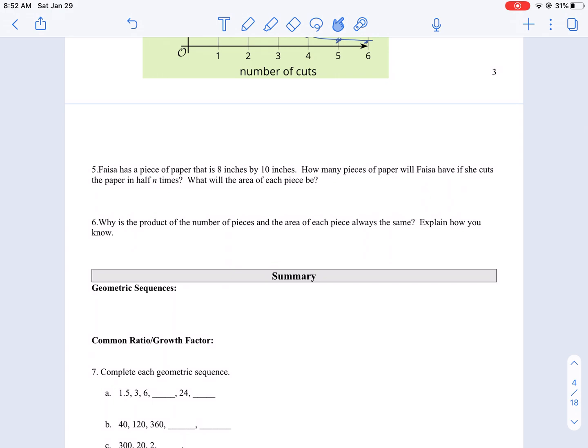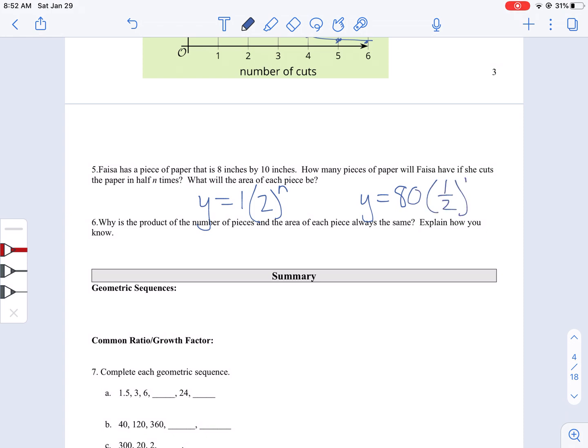So if Vasa has a piece of paper that is 8 by 10, how many pieces will she have after n cuts? So if you remember, this one starts with 1, and our growth rate is 2. So 1 times 2 to the n. And what is the area? Well, our area starts at 80, and then times 1/2 to the n.